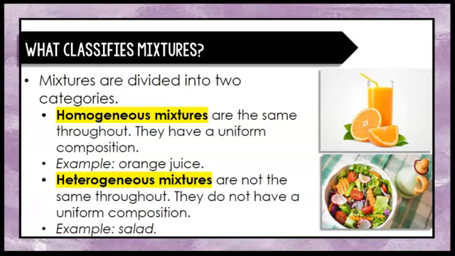But we already know that both elements and compounds are examples of pure substances. But how can we further classify mixtures? Well, mixtures can be divided into two categories. Homogeneous mixtures, with the Greek root homo meaning same, are the same throughout. They have a uniform composition. For example, orange juice without pulp.